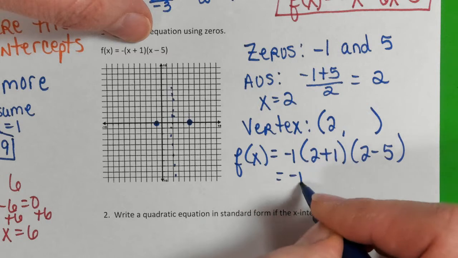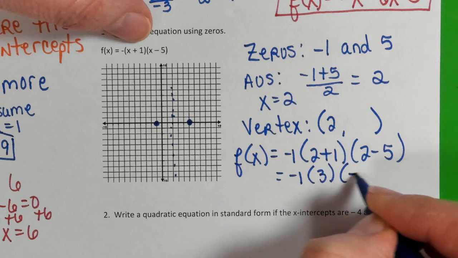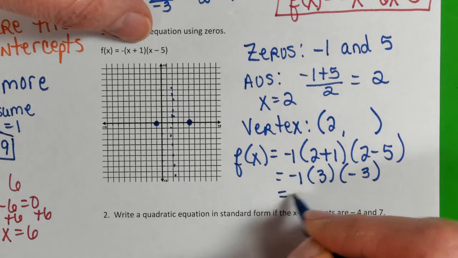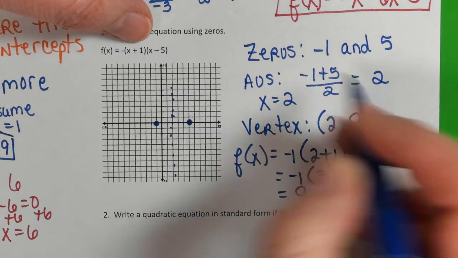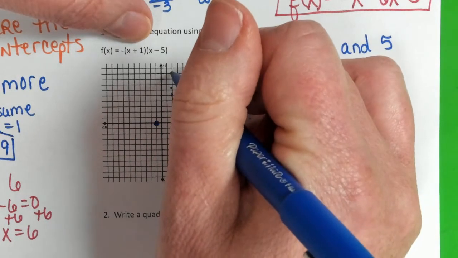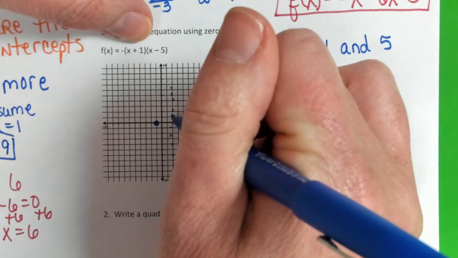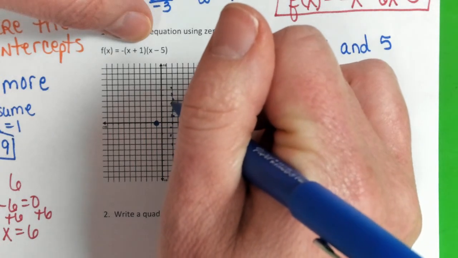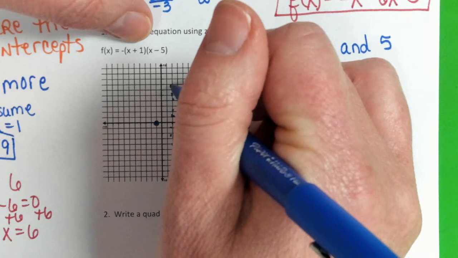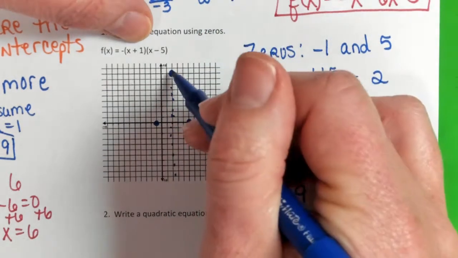Okay, and so this would be -1 times 3 times -3, which comes out to be 9. So our vertex is 2, 9, which I can't remember and I can't see. 1, 2, 3, 4, 5, 6, 7, 8, right here. And that's it. That's all we need to know.